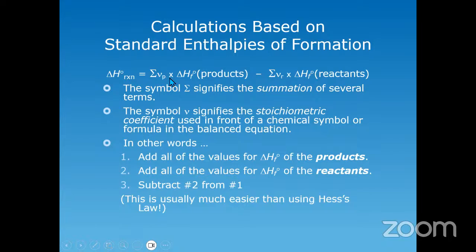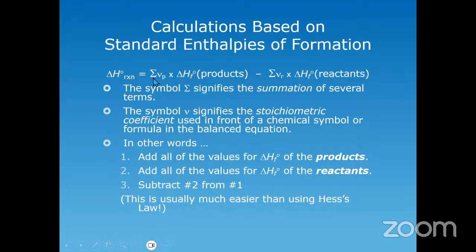Now, you'll notice that there's this Greek letter nu here and nu here. Those values represent the coefficients of the different substances in the balanced equation, right? So what this is suggesting is that as you add the enthalpy of formation of the products, in each case, you have to multiply those values by their respective coefficients, right? And the same would be true for the reactants as well. You're going to see that in the example that we're about to do, right?